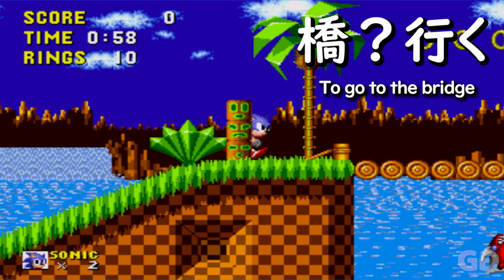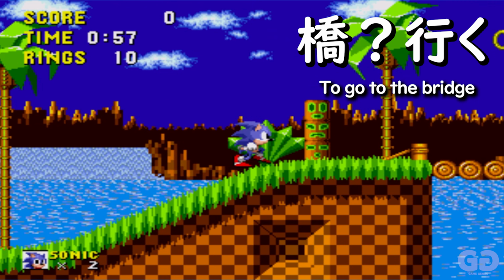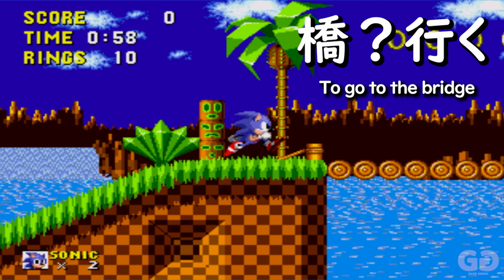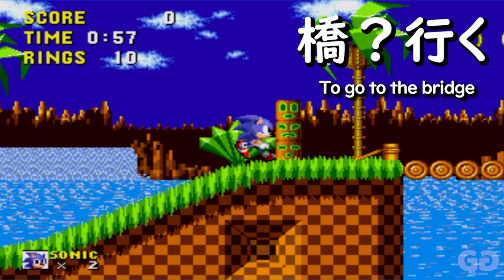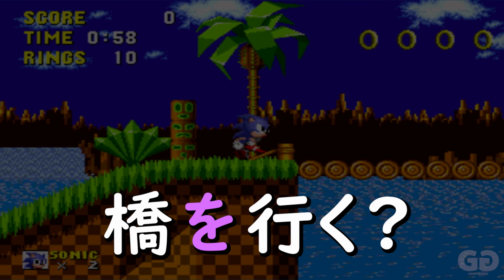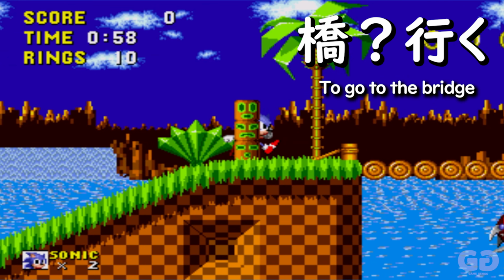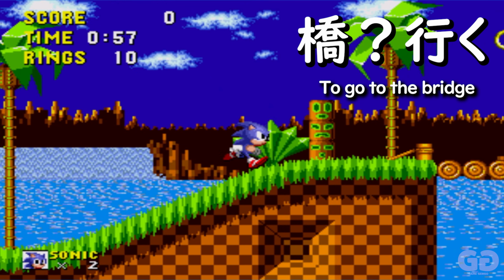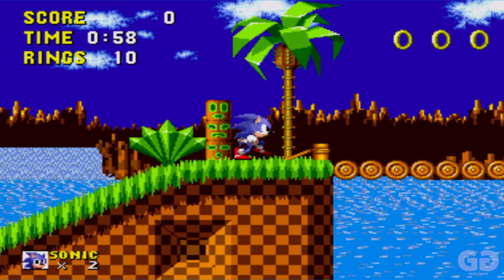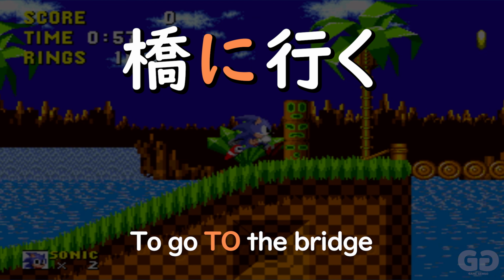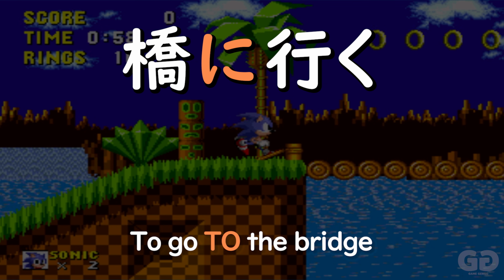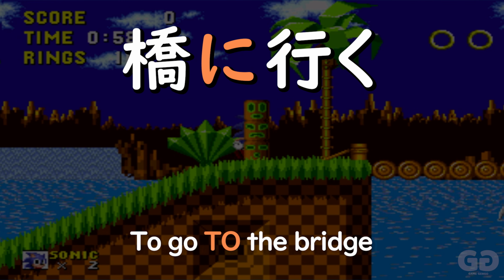So Sonic comes from a non-fixed point and is heading to and will arrive in front of the bridge. In this situation, would this be expressed with a ni iku, de iku, or o iku? From a non-fixed point somewhere over there, and it's heading to in front of the bridge. The correct answer is ni, because in this situation, we have the direction of the movement with iku, to go, happening towards the bridge, direction of action.